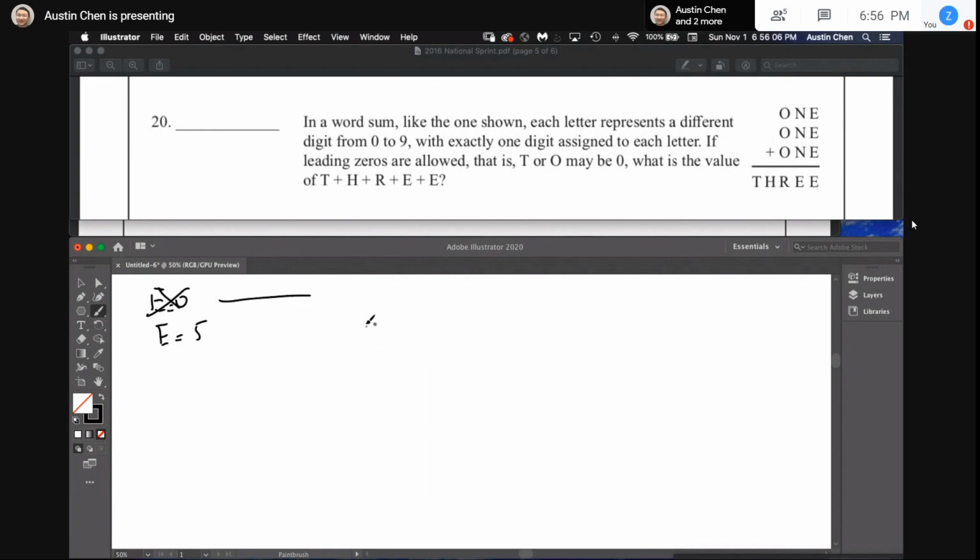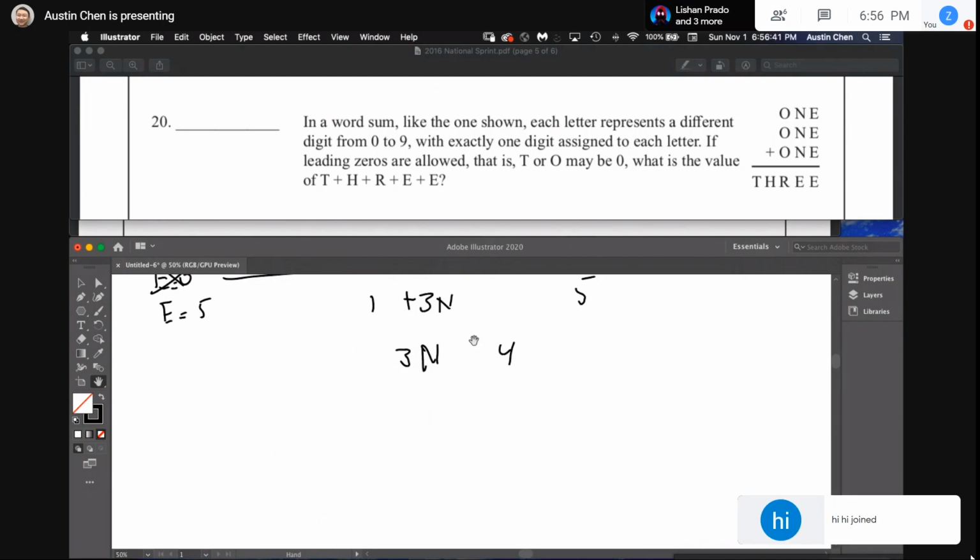So then we have a carry of 1 from the 15 here. Then 1 plus 3N will have a units digit of E, which is 5. Maybe we should look at cases for this. This means 3N has to have a units digit of 4. So 1, 2, and 3 will not work. 4 does not work. 5 does not work. 6 does not work. 7 does not work.